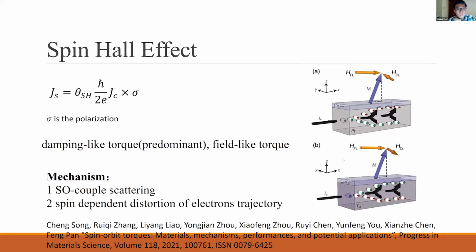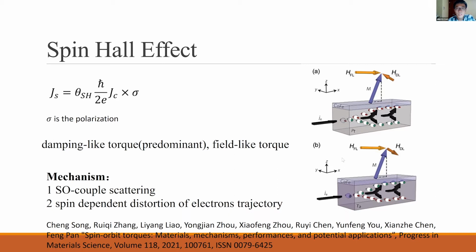In the right picture, we can see that there are two kinds of torques. The first one is the damping-like torque, and the second one is the field-like torque. It has been predicted that the spin Hall effect will mainly induce damping-like torque in spin orbit torque. Also, experiments show that the damping-like torque is predominant in this system. And it was later pointed out that the spin Hall effect can also produce field-like torque. There are two mechanisms that cause the spin Hall effect. The first one is spin orbit coupled scattering, and the second one is spin-dependent distortion of electrons' trajectory.